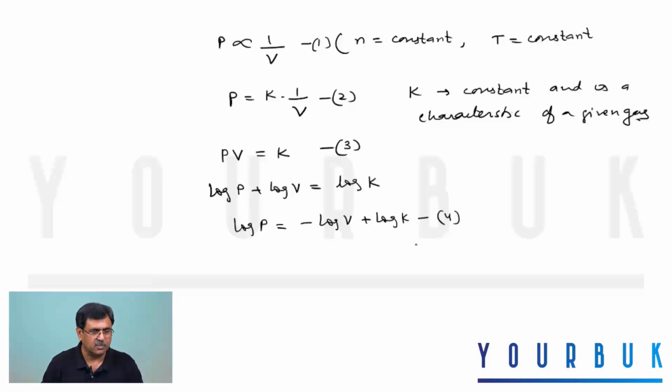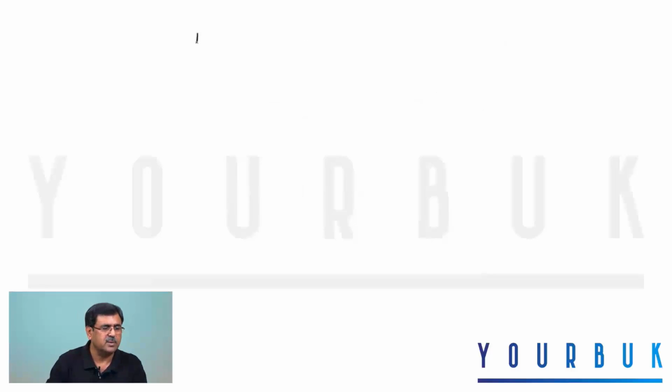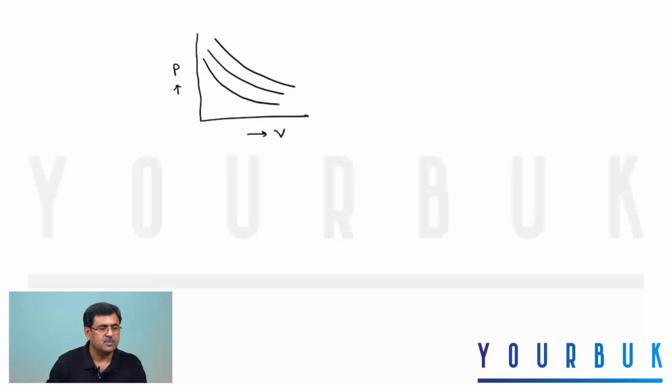And we can also explain Boyle's law graphically, when we plot a graph between the pressure and volume: pressure on the y-axis and volume on the x-axis. So we have a graph like this. These are the three graphs at three different temperatures, T1, T2 and T3, where T3 is greater than T2, greater than T1. This is a graph based on equation 1.